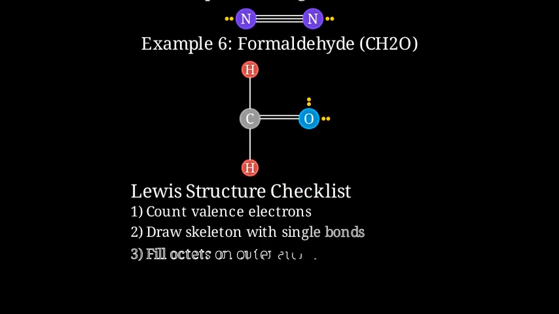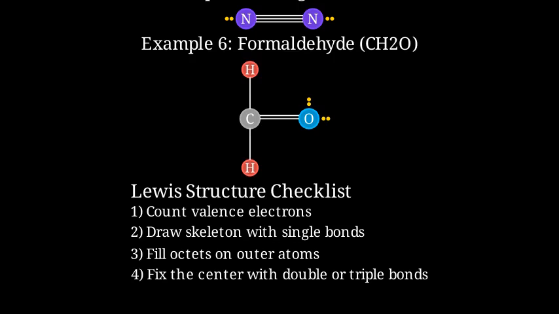Let us summarize. Use the budget of valence electrons. Connect atoms with single bonds first. Complete octets on outside atoms. If the center atom is short, create double or triple bonds. Lewis structures help us predict shape, bonding, and reactivity.